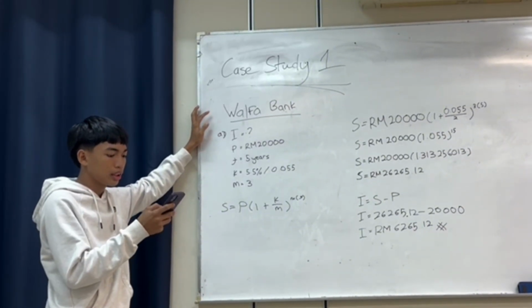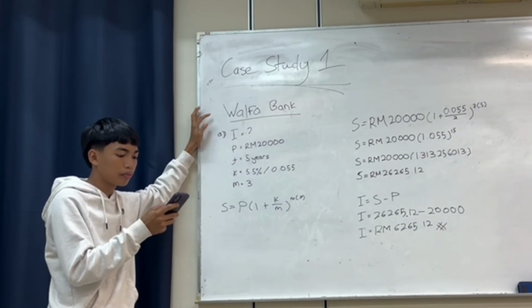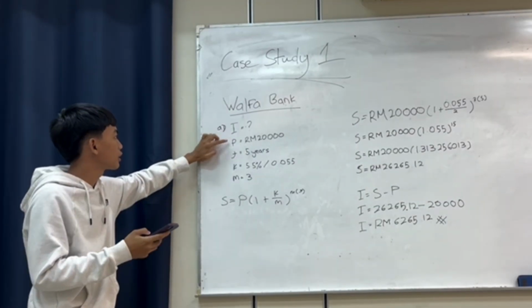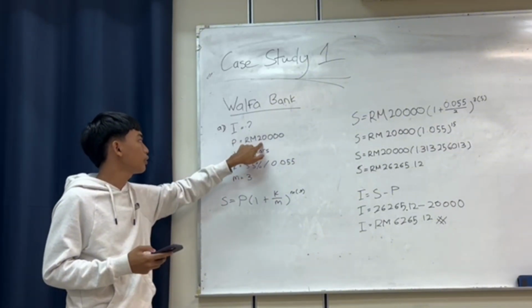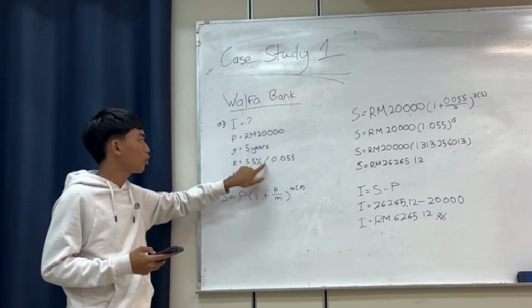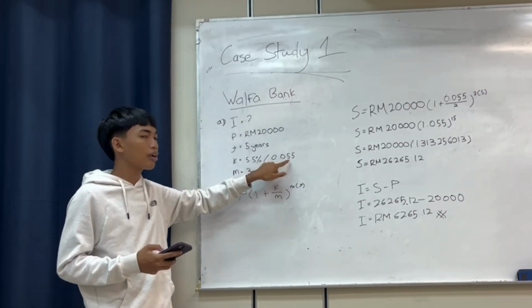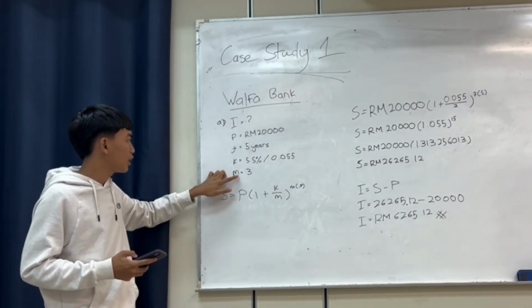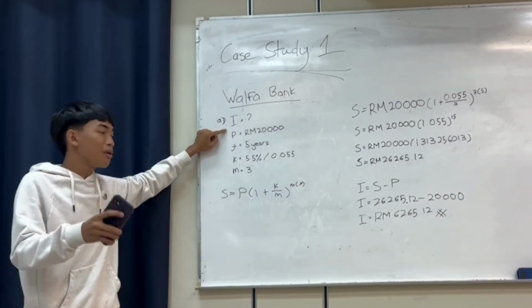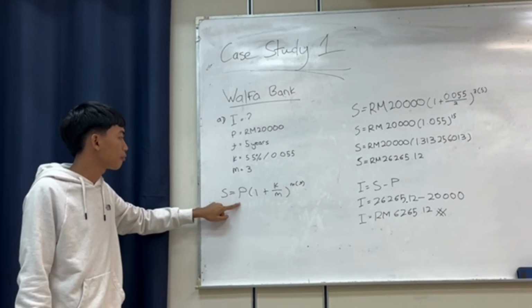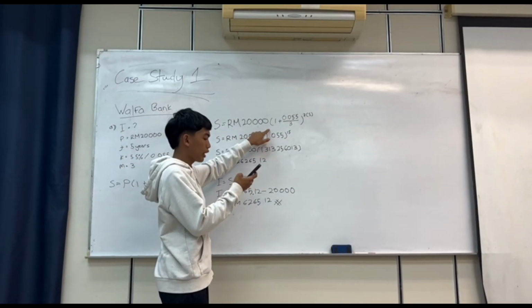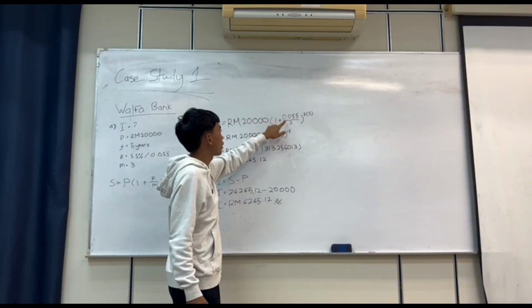Question A is to calculate the total interest charged for each bank. The question gives us P equals RM20,000, T equals 5 years, K equals 5.5%, or we can directly use 0.055, and M equals 3. If we want to find the I, we must use this formula: S equals P, open bracket 1 plus K over M, close bracket, power of M times T. S equals RM20,000 in bracket 1 plus 0.055 over 3.